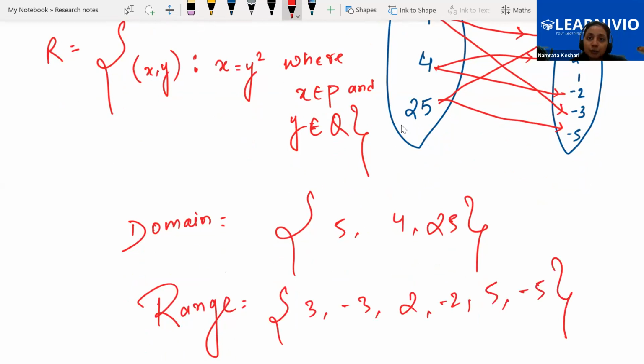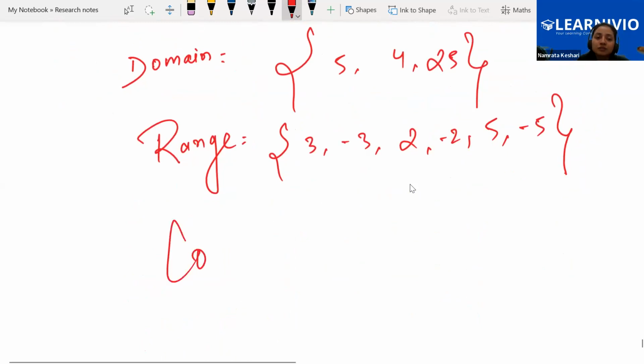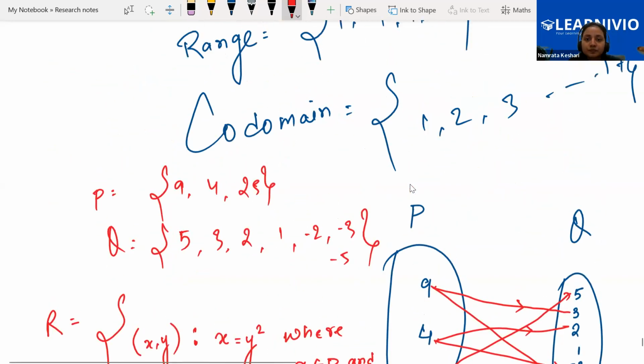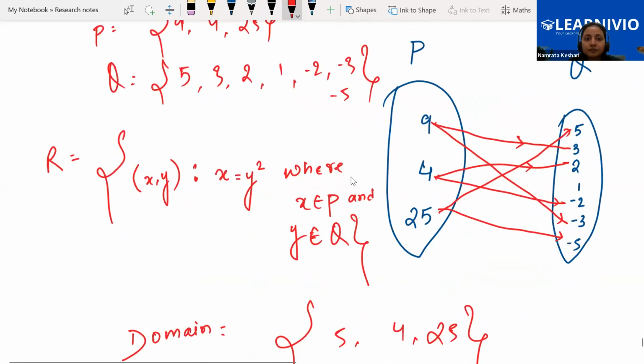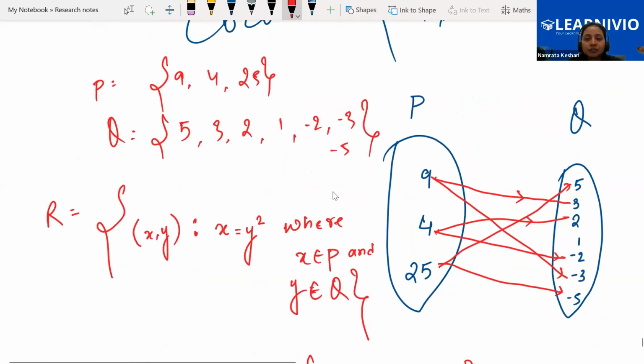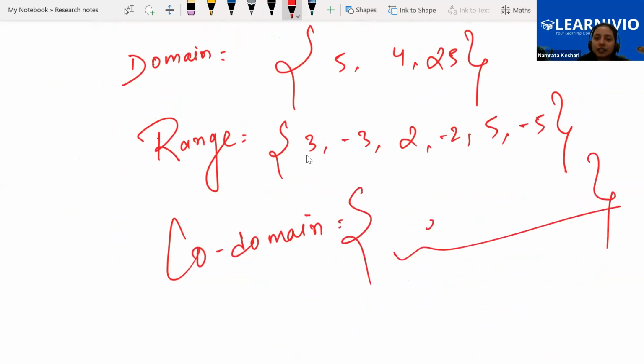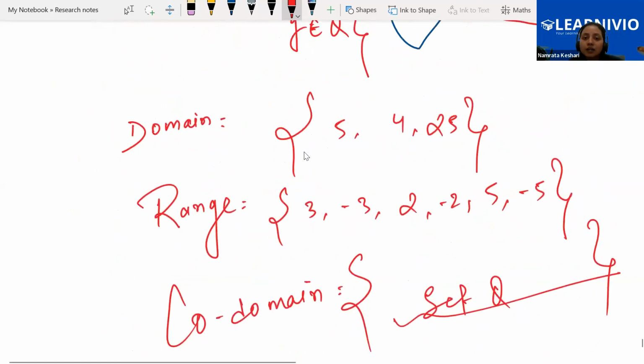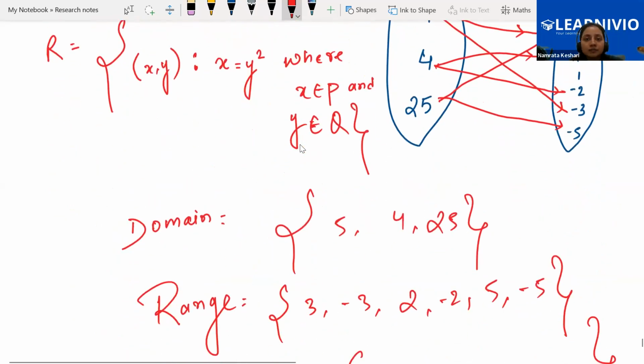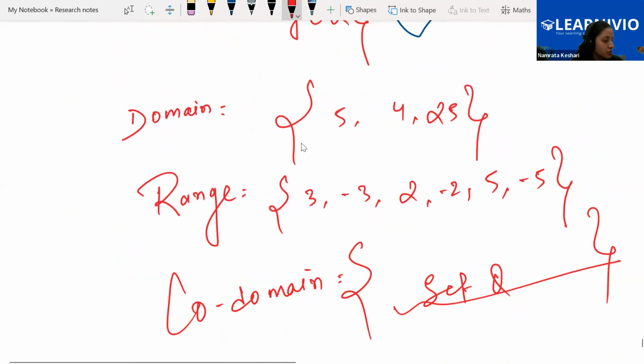Perfect. You have already seen this in the set chapter. Now codomain. 5, 3, 2, 1, -2, -3, -5. Everything from Q, right? The set Q is the codomain. We will copy paste set Q over here. Whatever is there in set Q, everything we will write over here. That is our codomain. Getting it, Ali? Yes, ma'am. Let's solve a few more questions.